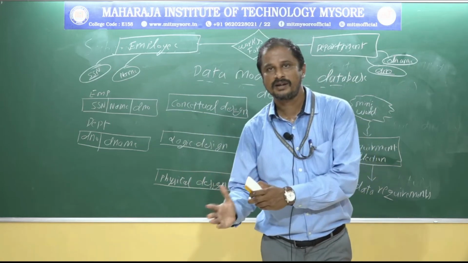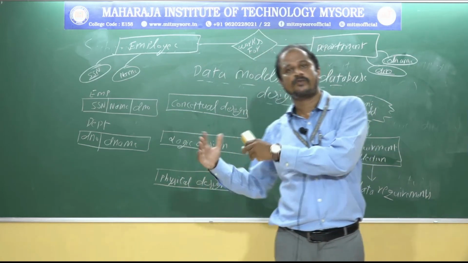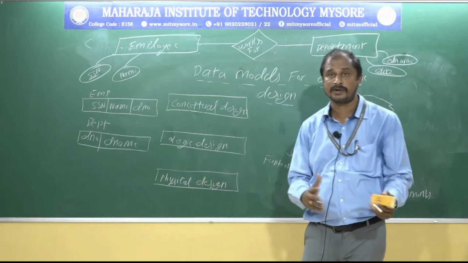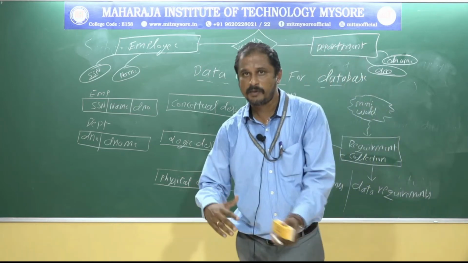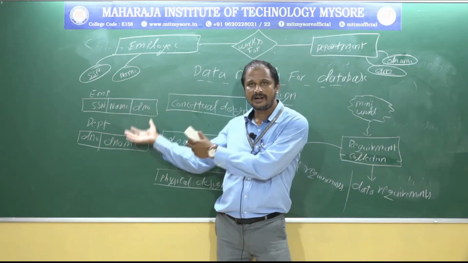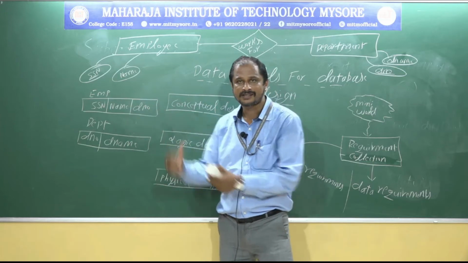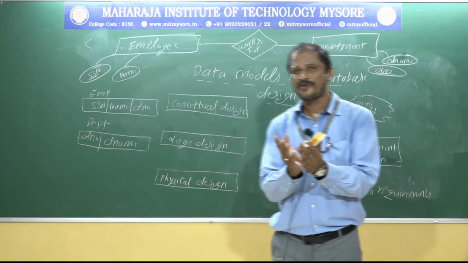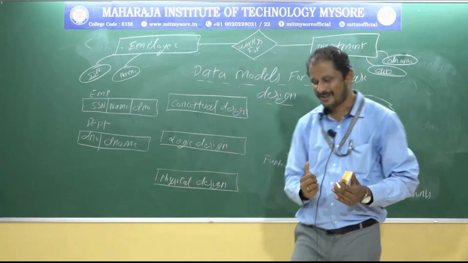So department number 1, department number 2, department number 3, department number 4. Department 1 can be civil, department 2 CS, department 3 EC, department 4 IS, department 5 mechanical, right? So this is the departments, this is the employees. This is called logical design, which is called a relation model.